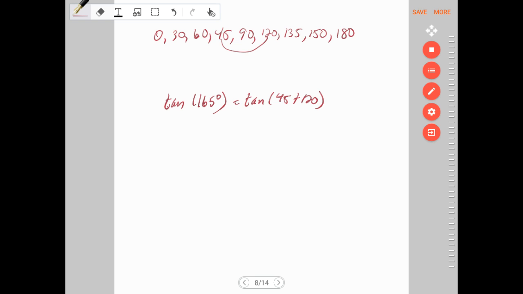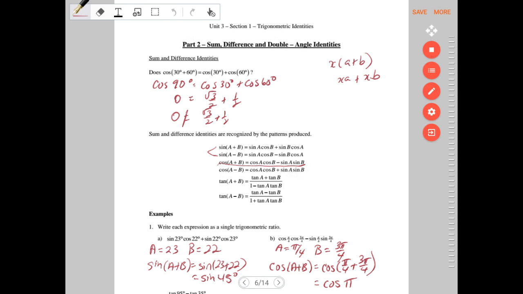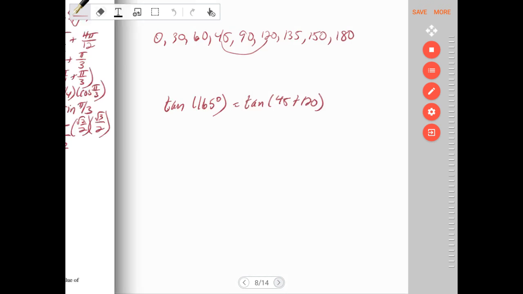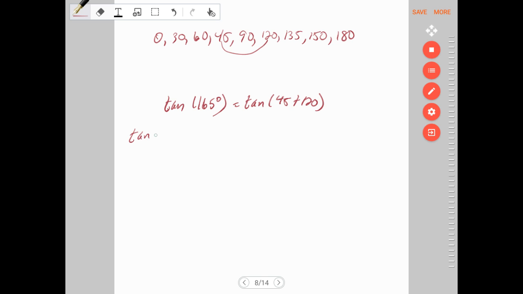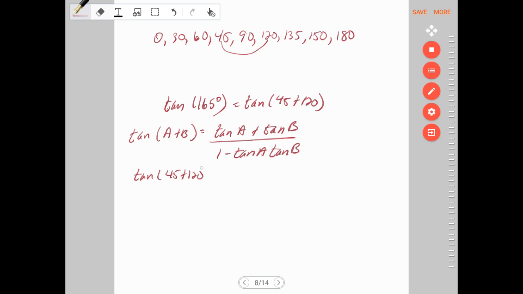Okay, going back a couple pages to look at our tangent identities. We have tan of A plus B, so we're going to use this one: tan A plus tan B over 1 minus tan A tan B. Try to remember that for a couple pages. So tan of A plus B equals tan A plus tan B over 1 minus tan A times tan B. Subbing in, tan of 45 plus 120 equals tan of 45 plus tan of 120.